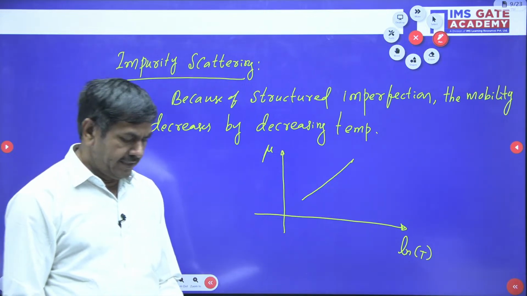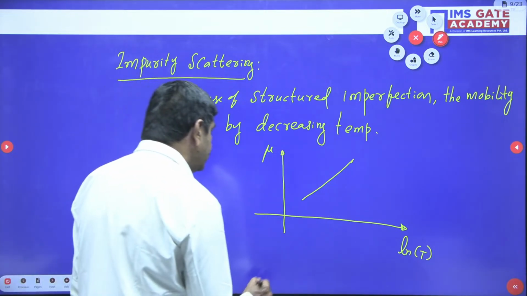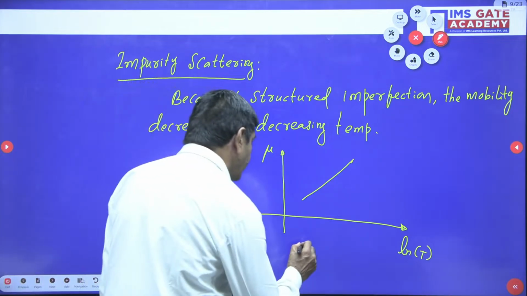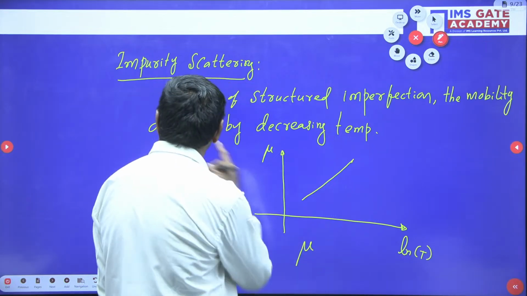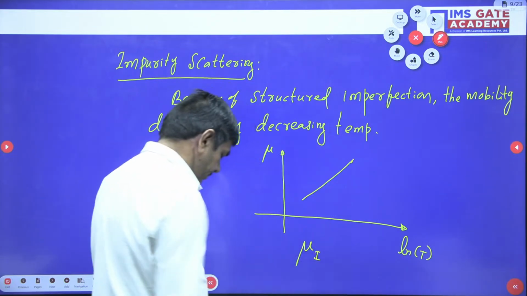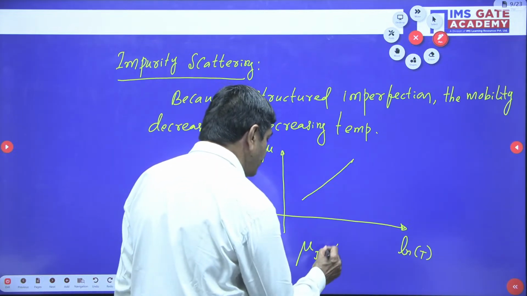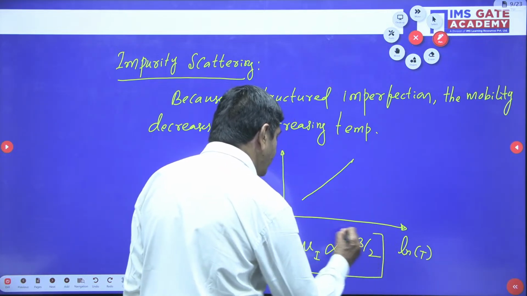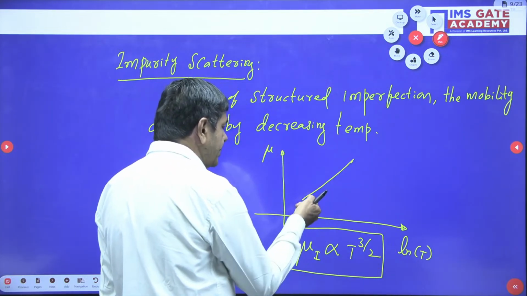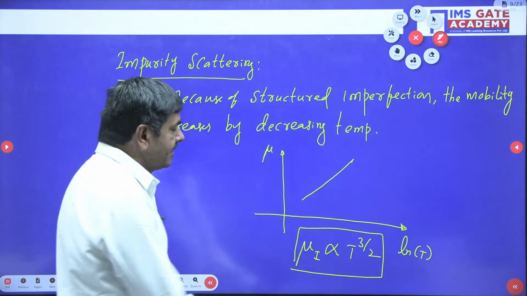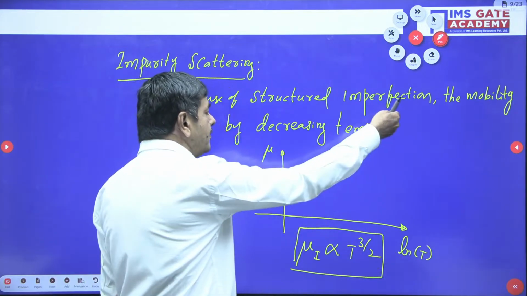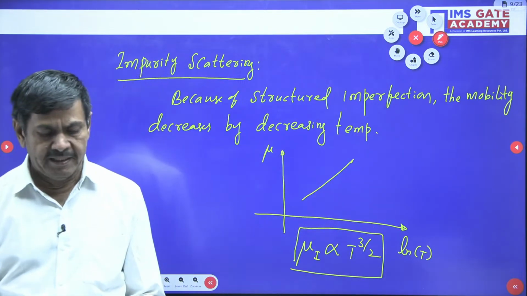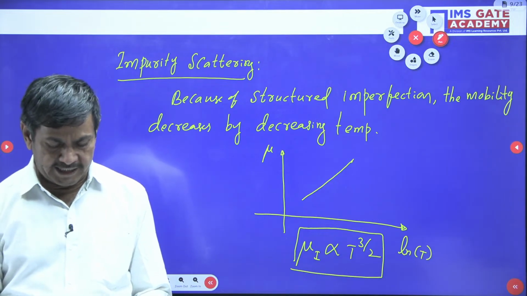How is the relationship between mu and temperature to be taken here? Mobility because of impurity, mu I, is directly proportional to T power 3 by 2. This formula is very important. Temperature decreases means mobility decreases; temperature increases means mobility increases. These are the two types of scattering possible.